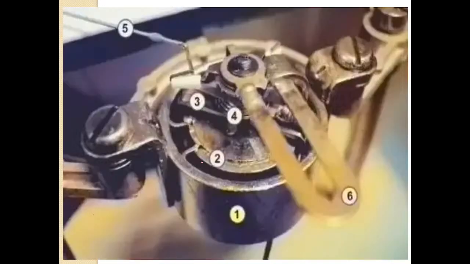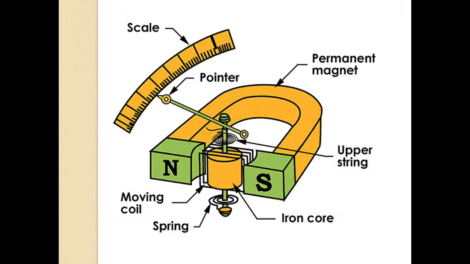Okay then. So let us discuss the operation, construction and working of this instrument. So this permanent magnet moving coil instrument is the most accurate type of DC measuring instrument. Okay, it gives us more accurate values.